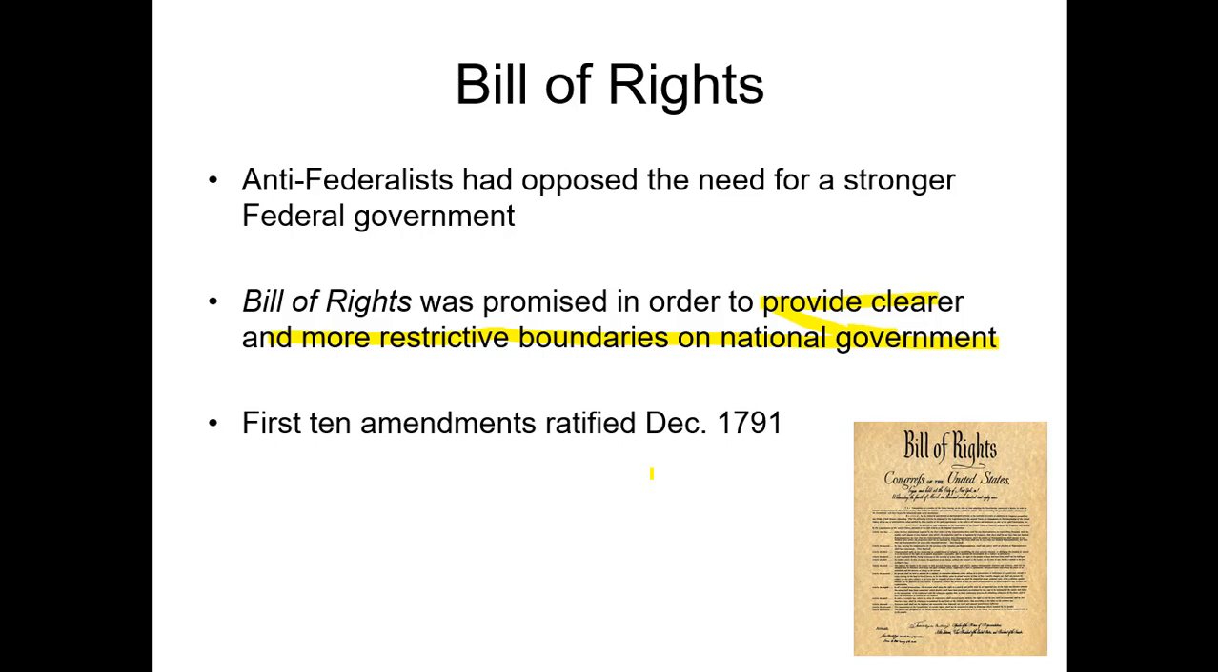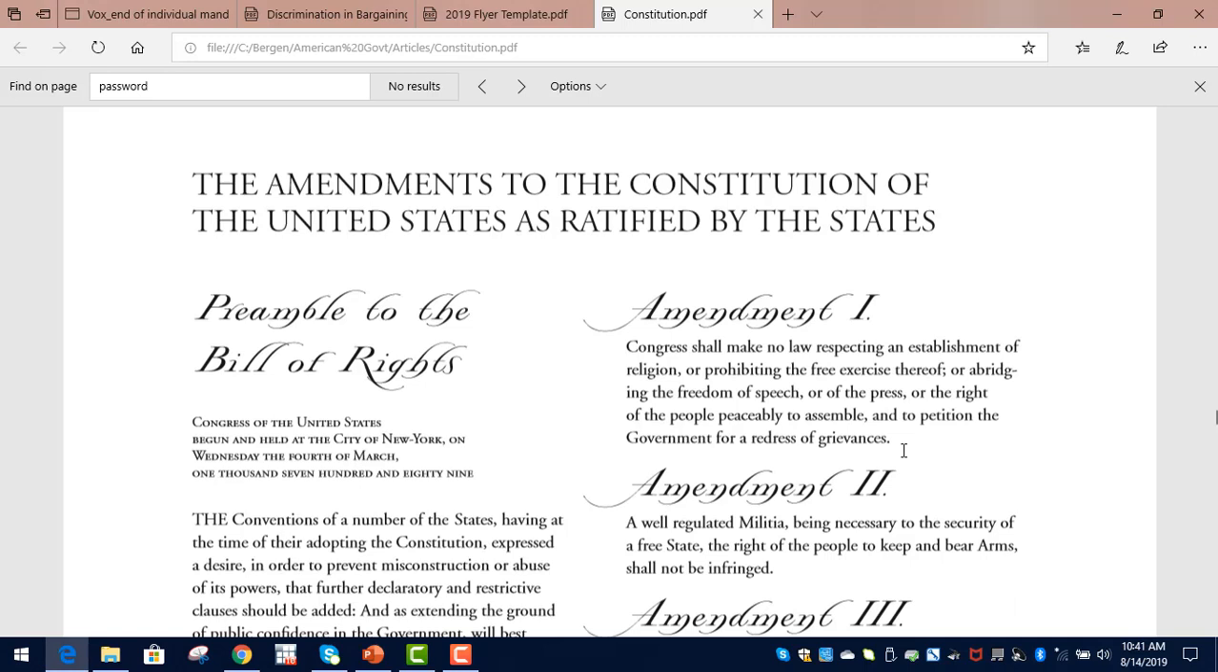So they were submitted immediately in Congress in 1789, and they were ratified by December 1791. So what I want to do for the next few minutes here is let's actually go through each of the first 10 amendments. So First Amendment is a heavyweight. There's 5 rights that are actually talked about in the First Amendment here.